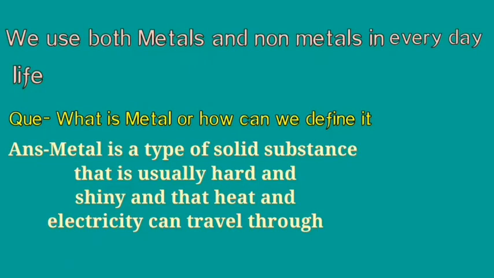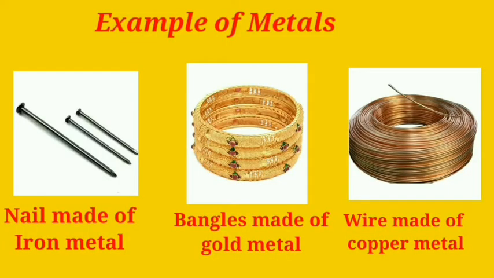We use both metal and non-metals in our everyday life, such as utensils, toothbrush, compass, pen. But how we can differentiate between a metal and non-metal? So my question is how to define a metal. So metal is a type of solid substance that is usually hard and shiny and that heat and electricity can travel through. Now let's take some example of metals.